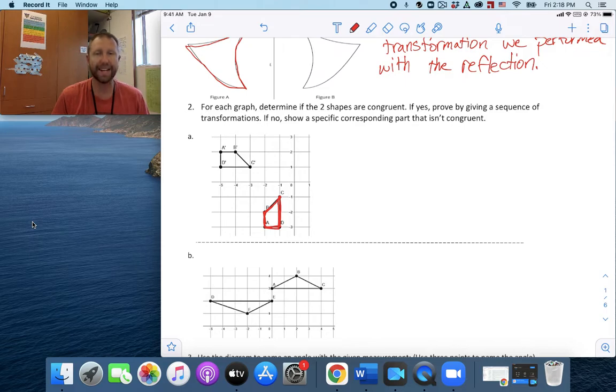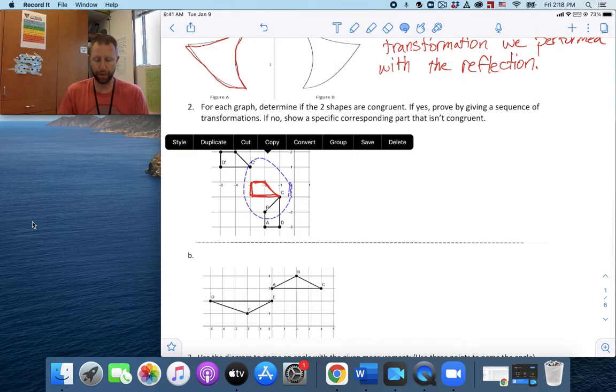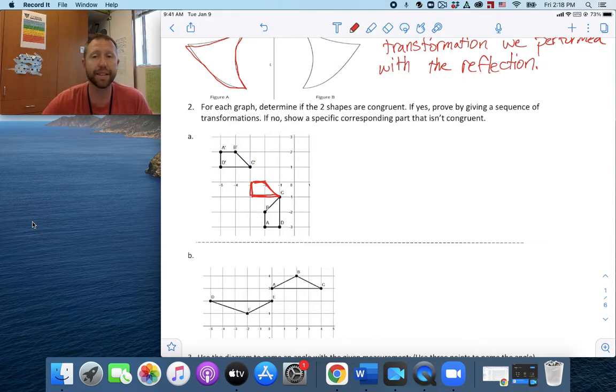Okay, if I rotate it 90 degrees clockwise around point C, that means point C is going to stay stationary, right? So let's see if I can do this. So here's my shape. Come on, stay stationary right there. Point C, 90 degrees puts it right there. Hey, I think I actually did pretty good. Okay, so I've got my 90-degree rotation, and you can tell I went clockwise, right? I went that direction around point C.